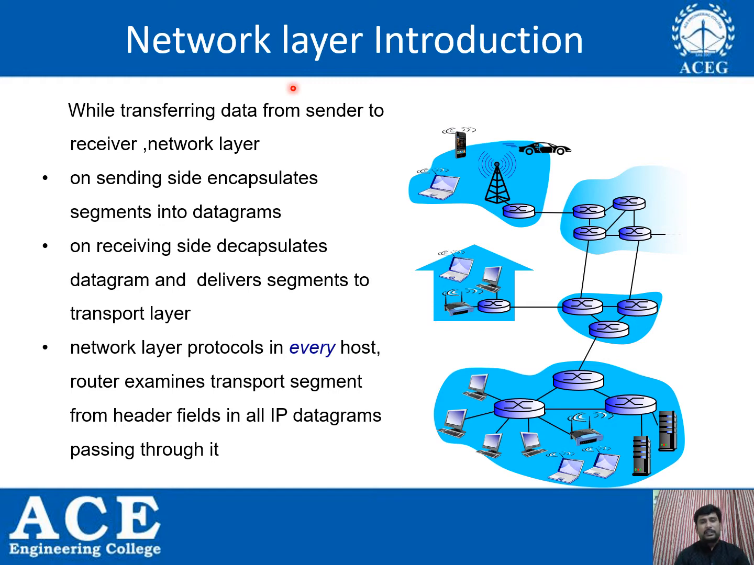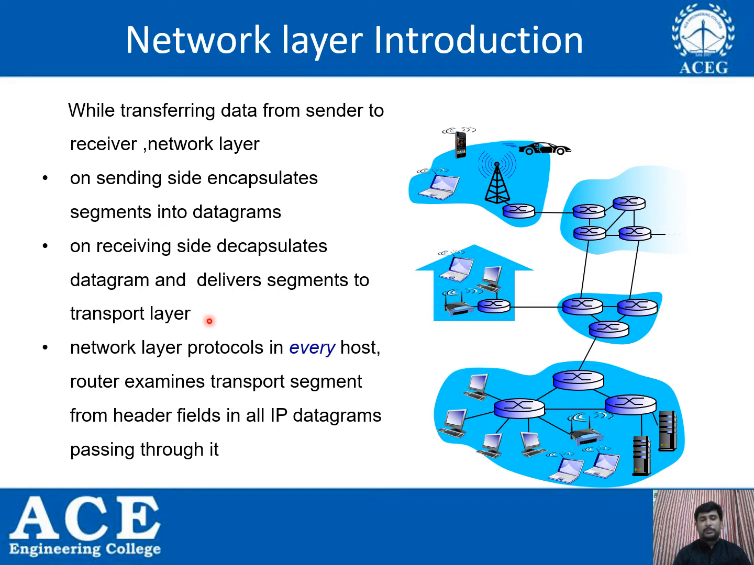So first, the network layer of the transmitter will be receiving the data from the transport layer of the sender, and that needs to be transmitted to the transport layer of the receiver. So what it does is it receives the data from the sender, encapsulates the data into datagrams, and on the receiving side the datagrams will be received by the network layer of the receiver, and it decapsulates the data and delivers the segments to the transport layer.